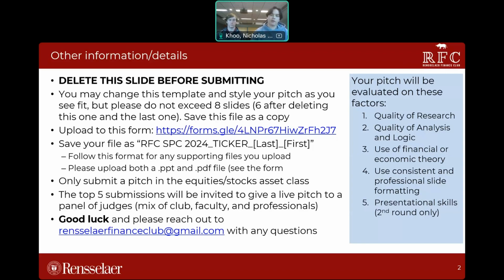Your pitch will be evaluated on the quality of your research, the quality of the analysis and the logic, your use of financial or economic theory. We'd like to see you use consistent and professional slide formatting. And for the second round, we'll be evaluating you on your presentational skills.